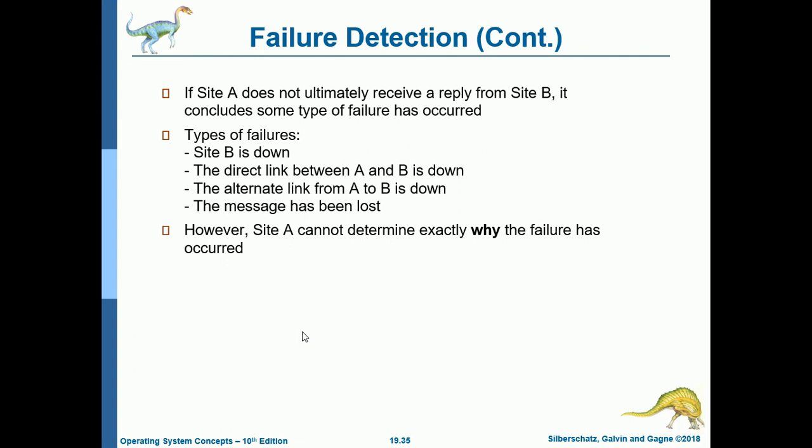And another is that the alternate link from A to B is down. This is the what-if where the alternate route is also down, a worst-case situation. If A does not receive any message from B, it's either the alternate link is also down and site B is down, or, another unfortunate case, the message has been lost. However, site A cannot determine exactly why the failure has occurred. It can only detect the failure, but it will never know why this failure occurred.